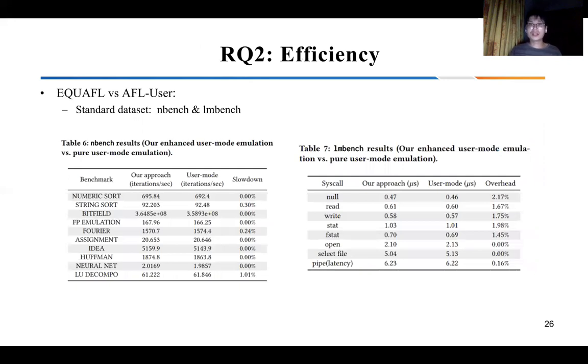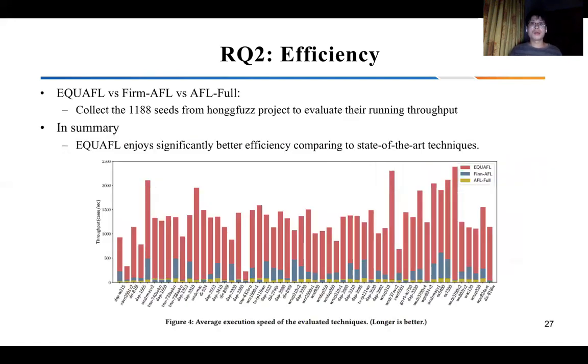And for the efficiency evaluation, we first compared with the original AFL, and we found that for the standard data set, N-bench and M-bench, the overhead is nearly the same. That means to test common applications, our performance is nearly the same as the AFL. And we also evaluate on the real-world data set and compare it with FirmAFL and AFL with full system emulation. And here we collected more than 1,000 seeds from the HomeFuzz project to evaluate their running throughput. And the results show that our system performs much better than FirmAFL and AFL in the fuzzing speed. So the summary is that our system enjoys significantly better efficiency compared to the state-of-the-art techniques.